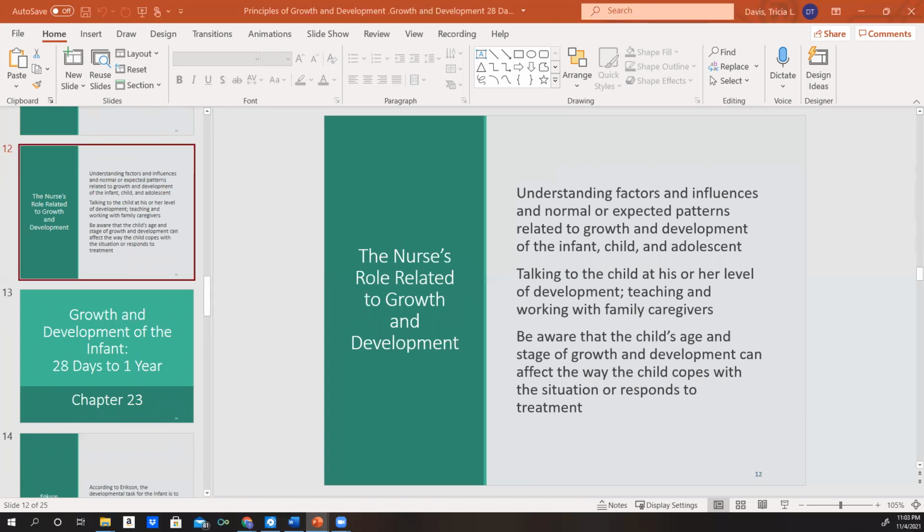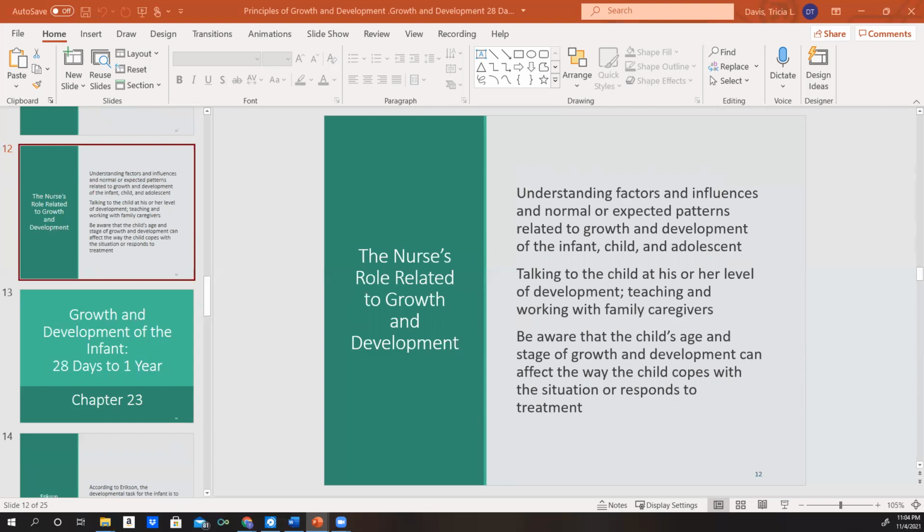So it is extremely important that as nurses, pediatric nurses, we have an understanding of all of the factors and influences, as well as what's normal or what the expected patterns related to growth and development of the infant, the child, and the adolescent are. When we interview the child and the family caregiver, when we're providing care for the patient, we should have an understanding of the growth and development, because it's going to help us to be able to ask appropriate questions, and it's going to determine whether or not the child's development is within the normal range, or if there are any type of variations or abnormalities present.